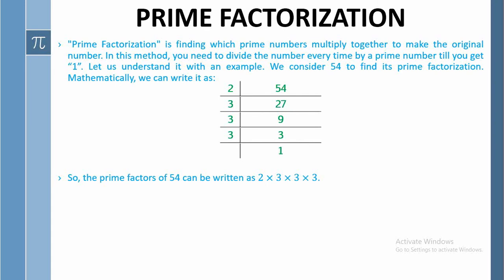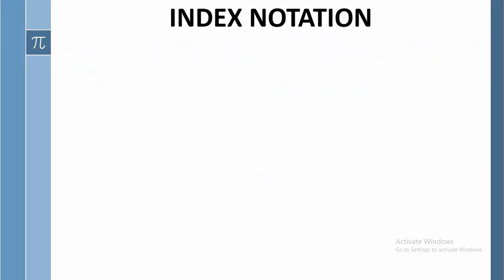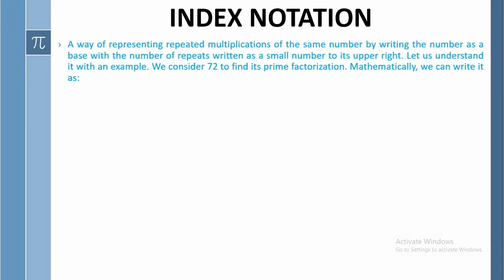Okay, moving ahead. Now we need to learn how to find the index notation. Index notation is a way of representing repeated multiplication of the same number by writing the number as a base with the number of repeats written as a small number to its upper right. In the previous slide, we found the prime factorization of 54, in which we got the answer 2 times 3 times 3 times 3. It means we got 3 times 3. So how can we write 3 times 3 in index notation form?